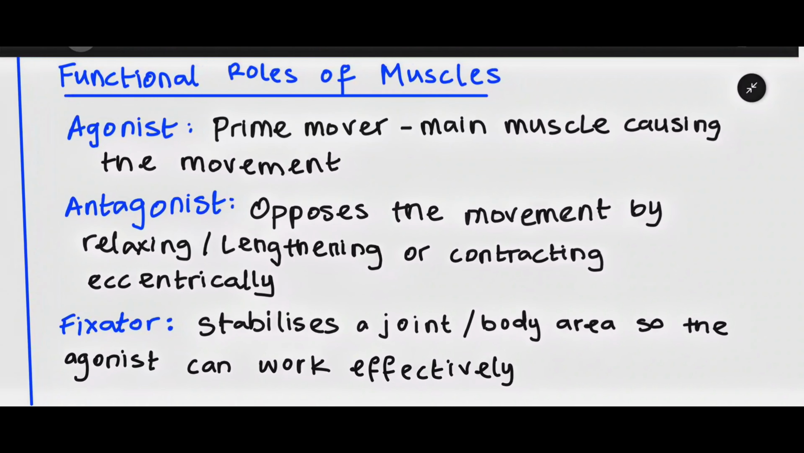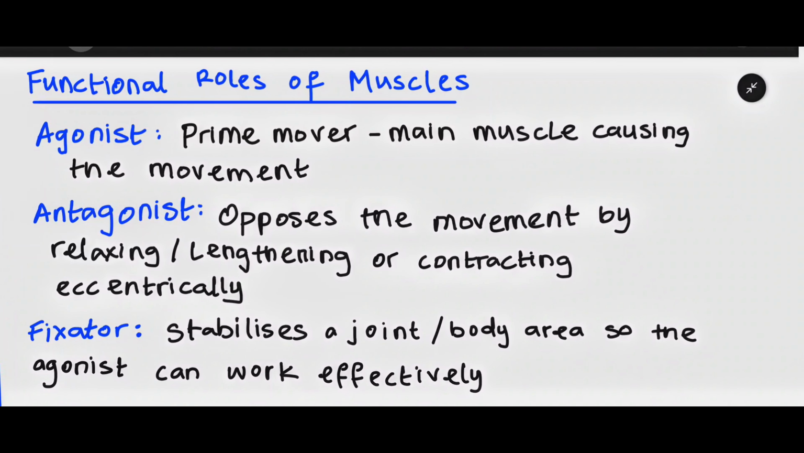And we have three functional roles of muscles. Apart from the agonist, we also have the antagonist and the fixator. So for all of those movements we've looked at, to be able to determine what the antagonist is, think of the muscle that is opposing the movement, either by relaxing, lengthening, or by contracting eccentrically. And the fixators are muscles around the joint or the body area that help to stabilize so that the agonist can work effectively. So let's look at some examples of what the antagonists would be in certain movements.